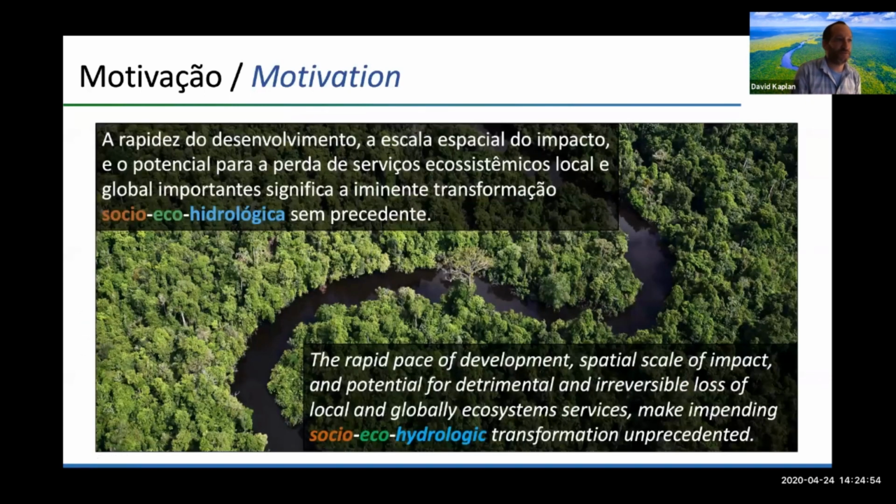So I guess, to make a long story short, the rapid pace of this hydropower development, along with hidrovias, the spatial scale across the Amazon, and the potential for really irreversibly changing this globally important system, make this impending transformation unprecedented. And the work of colleagues in the Amazon Dams Network and Rios Vivos Andinos has really focused on trying to understand and prevent some of these impacts, or improve our process for mitigating the impacts of this type of development.